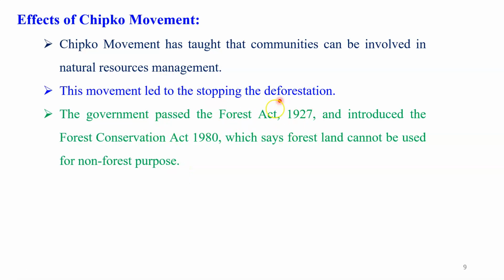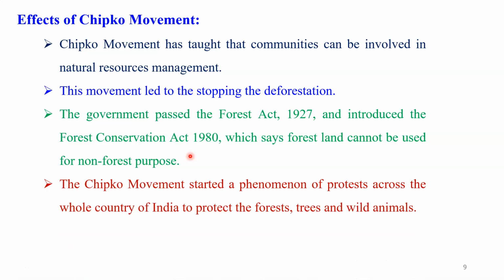Why? Because we had the Forest Act 1927. After that, the new act was passed, the Forest Conservation Act 1980, and in this act the government agreed that if an area under forest is available in any particular region, then this area cannot be used for non-forest purposes. This is a very important thing that happened after the Chipko movement's success.